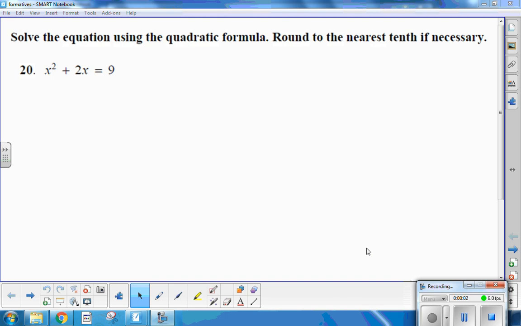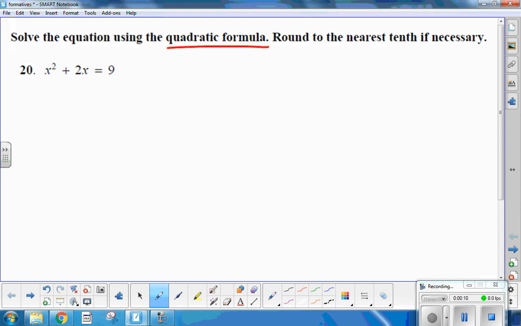All right, this is number 20. Solve the equation using the quadratic formula. So the first thing we need to remember about the quadratic formula is that we have to get everything equal to 0. So I'm going to subtract 9 from both sides.